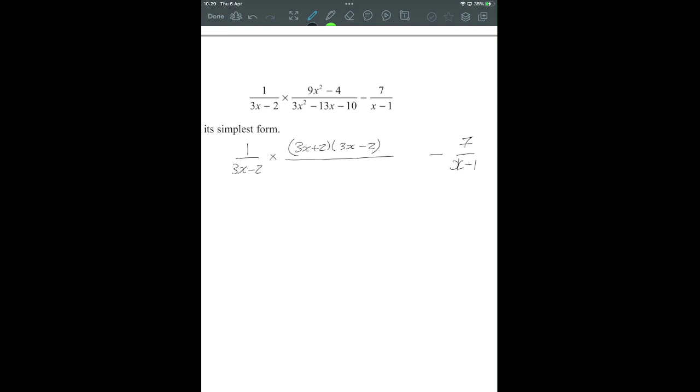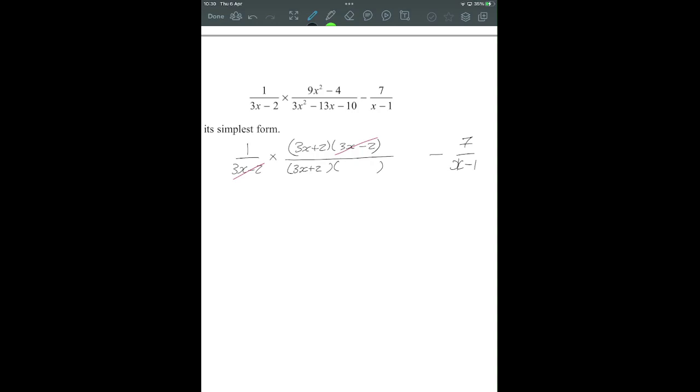However, you can also cheat quite a lot. To cheat, notice what kind of answer I'm expecting. I'm expecting these brackets to cancel. I can already see, and I'll already cross out, the 3x minus 2 and the 3x minus 2 already cancel. So wouldn't it be convenient if the denominator here had a 3x plus 2 to cancel as well?